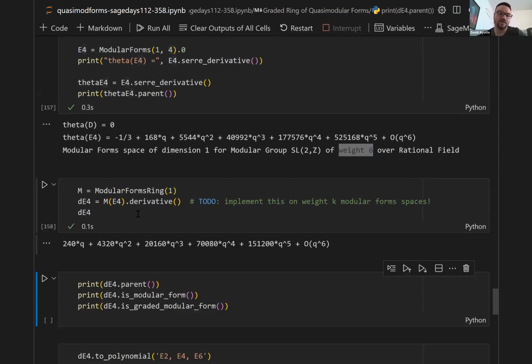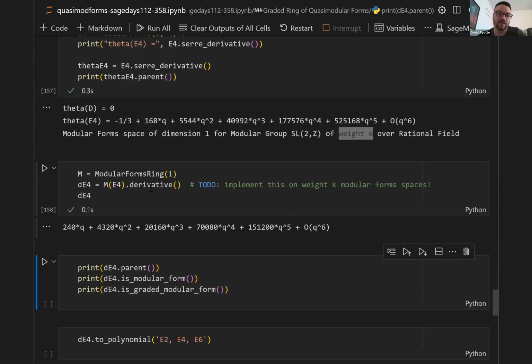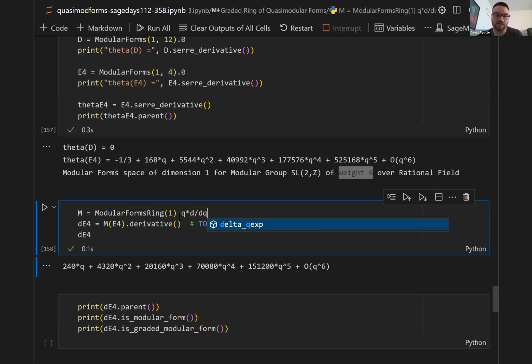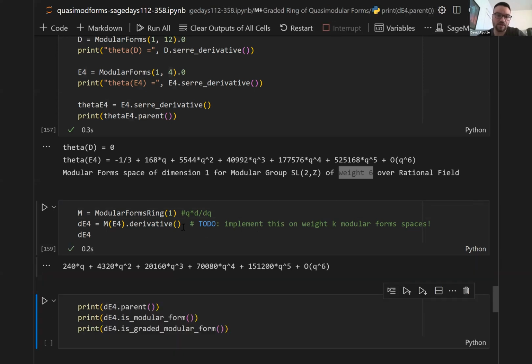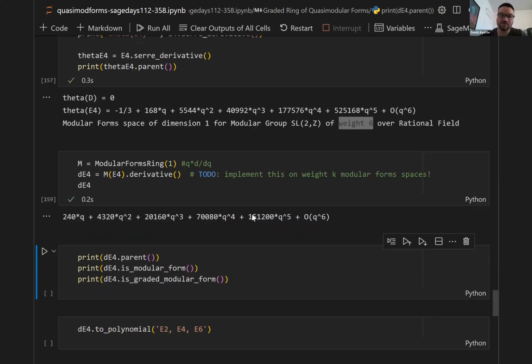And we can compute here the derivative of a modular form. Here the Serre derivative was this form, but the derivative is q times d over dq. That's the derivative. But this is not implemented on the weight k modular form space, I guess. I think that it could be done, so something for the future.